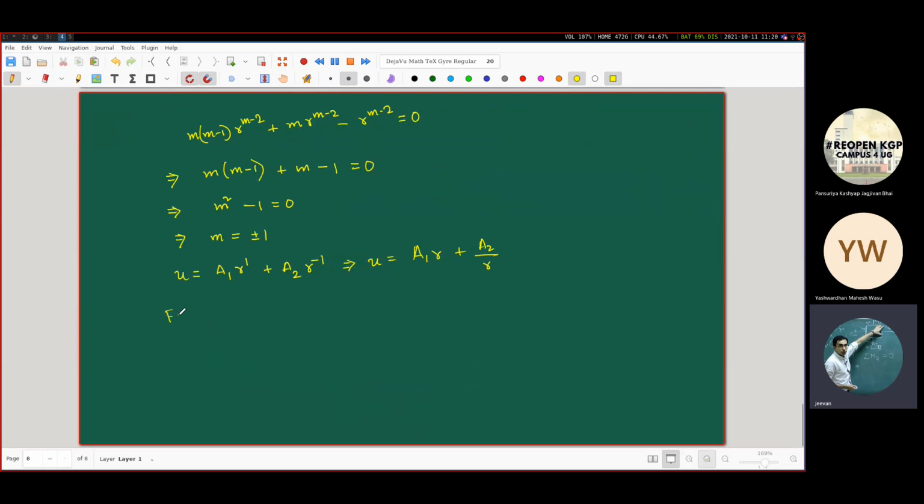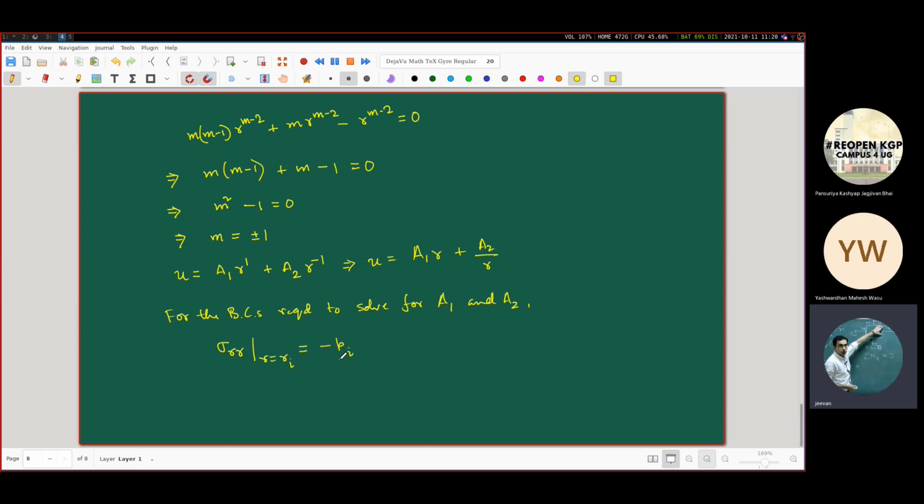So what we are going to do is this. For the boundary conditions required to solve for a1 and a2, we are going to use the condition that sigma RR, that is the stress in the radial direction, at the inner radius is equal to minus Pi.